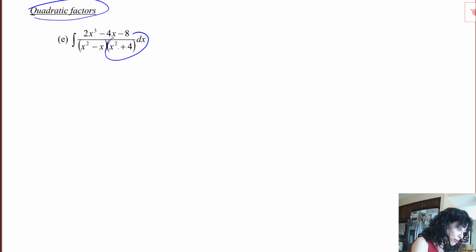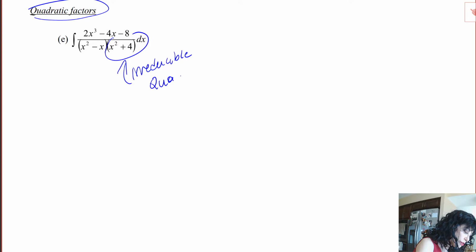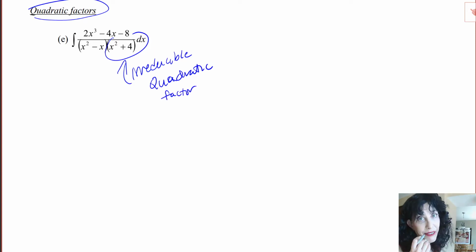Well, x squared plus 4 is what we call an irreducible quadratic factor. It's not factorable over the set of integers. Now, if it had been a difference of squares, of course it would have been factorable. If that had been, say, x squared minus 4, sure, we could continue and say easily factored into linear factors. But because it's a sum of squares, can't factor it, okay?